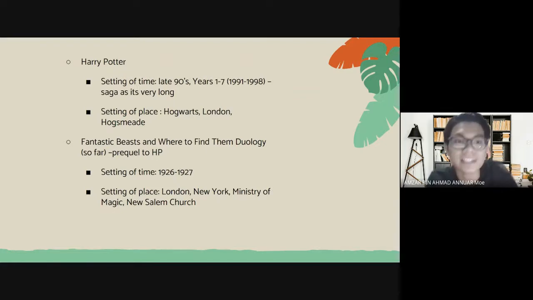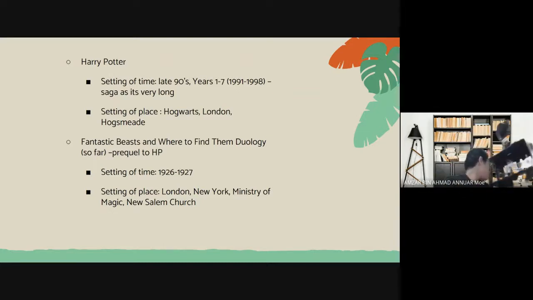Now, the Harry Potter story is considered a saga. Kenapa saga? Apa maksud saga ni? Proton saga ke? No, it is considered a saga because it is very long. There are 7 books in total. Okay, the main Harry Potter story has 7 books, so it is considered a saga. Disebabkan dia ada banyak buku dan cerita dia panjang, dia dianggap sebagai saga.